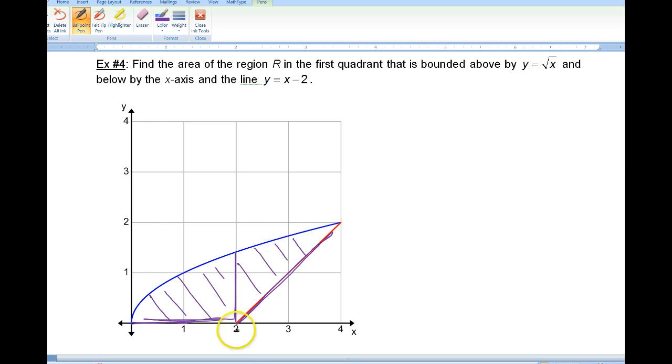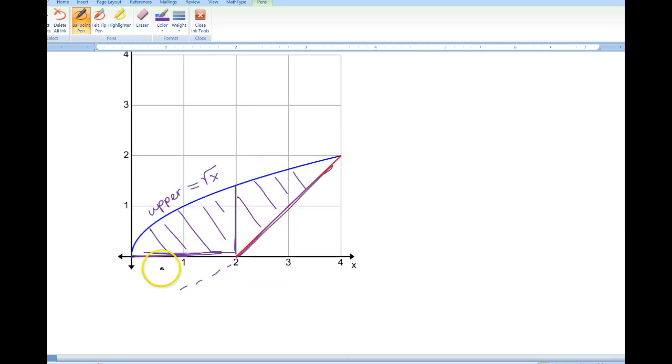Notice I'm not shading in this line, imagine if that line continued. So it's not just this minus the line. Because look at the first part of the graph. Here, the upper curve is going to be square root of x. But there's nothing there. So really my lower curve here is just y equals 0. Whereas here, my lower curve is equal to x minus 2.